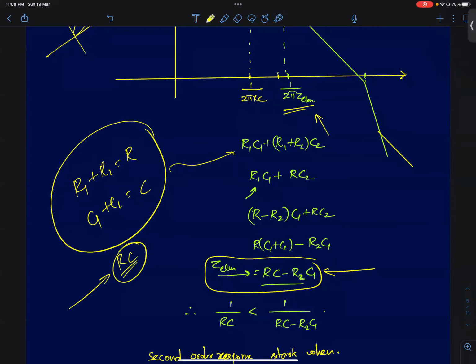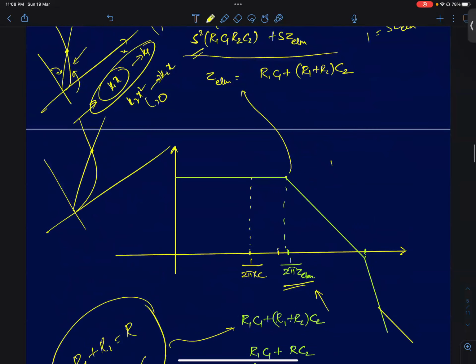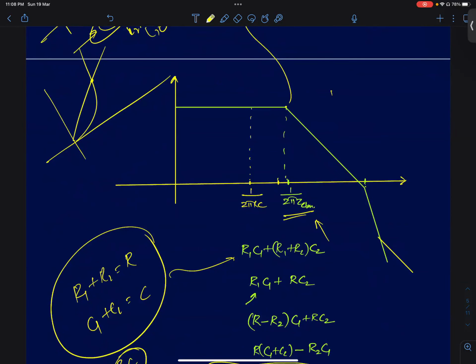I'm comparing this with the first order response. So the first order response looks something like this. So here, okay, the first order response will look something like this. Its time constant is 1 by RC.